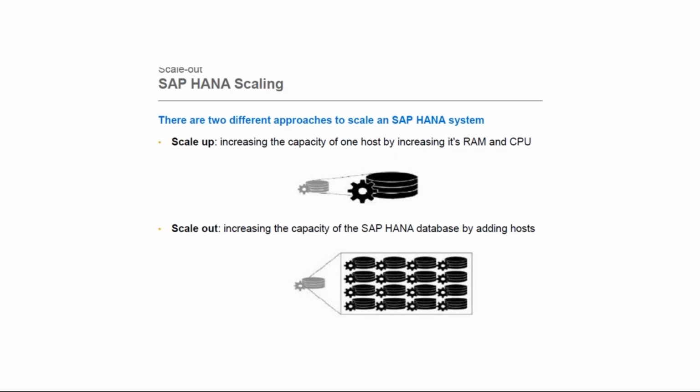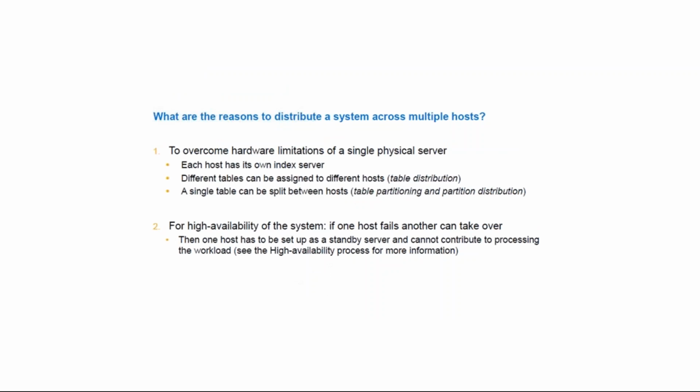So multiple nodes, like what we are doing now. After the installation, after some time, you can do it. The basic purpose of that is to overcome the hardware limitation of a single physical server. Each of these hosts will have its own index server. And as I showed you just now, your different tables can be assigned to different hosts, which we call table distribution.